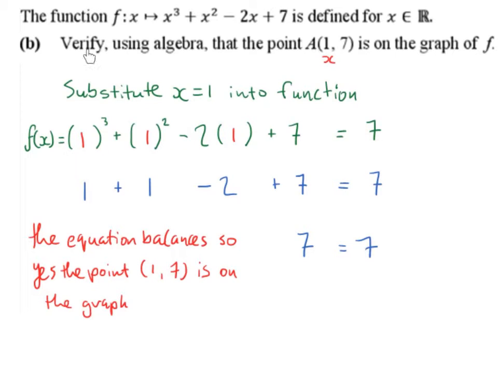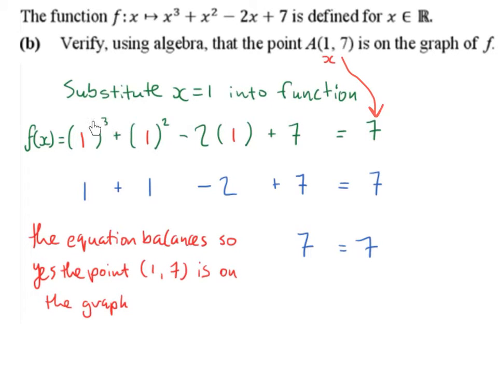Part B, verify using algebra that the point A, 1, 7 is on the graph of f. So what we want to do is substitute x equals 1 into the function, because the x value in our point A is 1. So we swap each of these x's for a 1 with brackets around it. And we let that equal to 7 because the y value is 7.